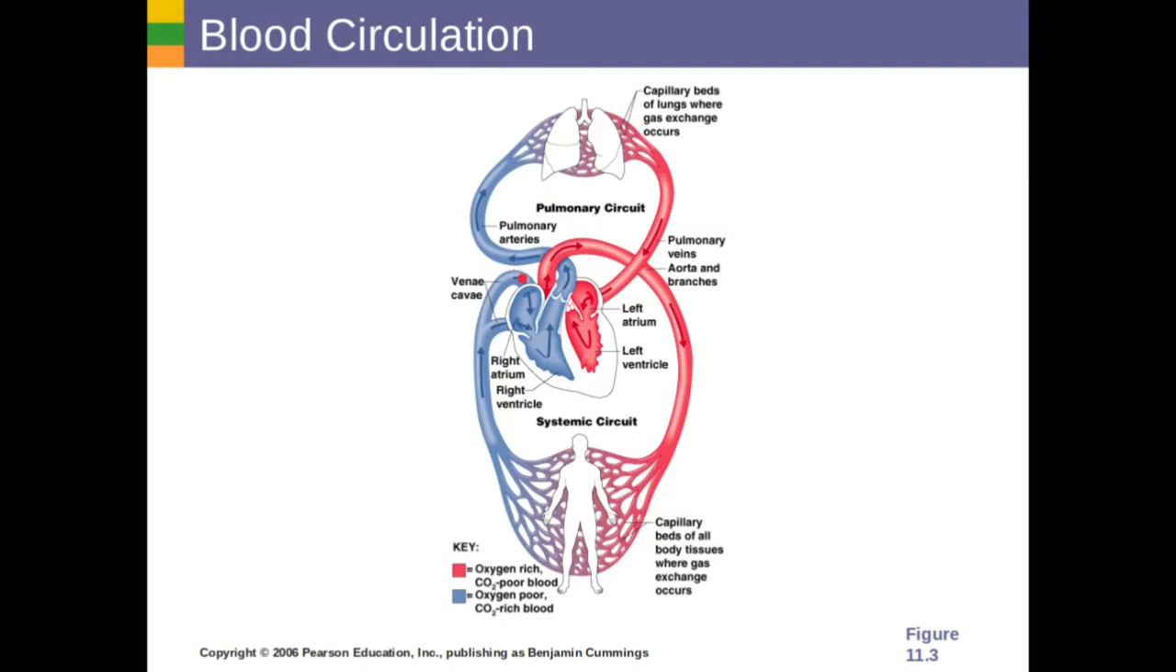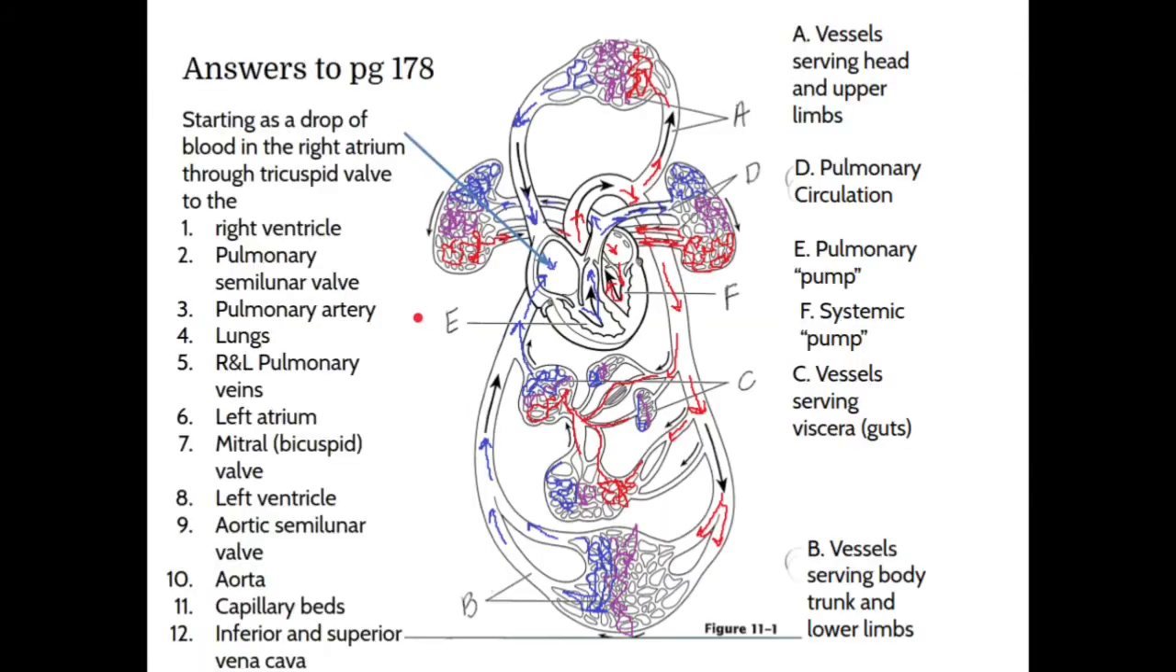The one that comes from above is called the superior vena cava, and the one that comes from below is called the inferior vena cava. So you should be able to check your answers on this on page 178. You can do that later.